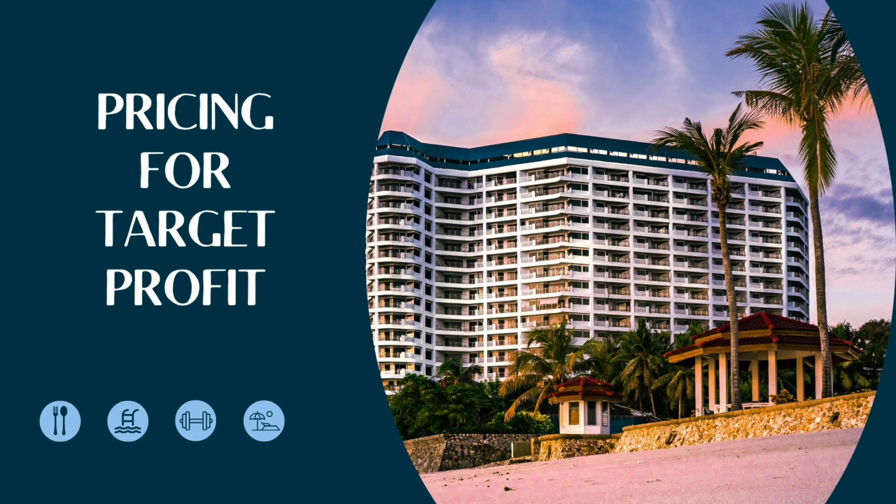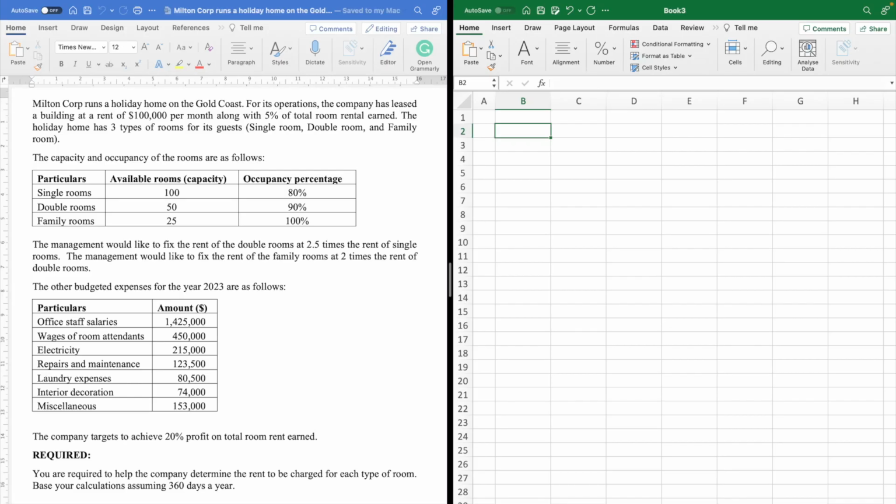Today we will go through a practice question on pricing based on target profit. Milton Corp runs a holiday home on the Gold Coast. For its operations, the company has leased a building at a rent of $100,000 per month along with 5% of the total room rental earned.